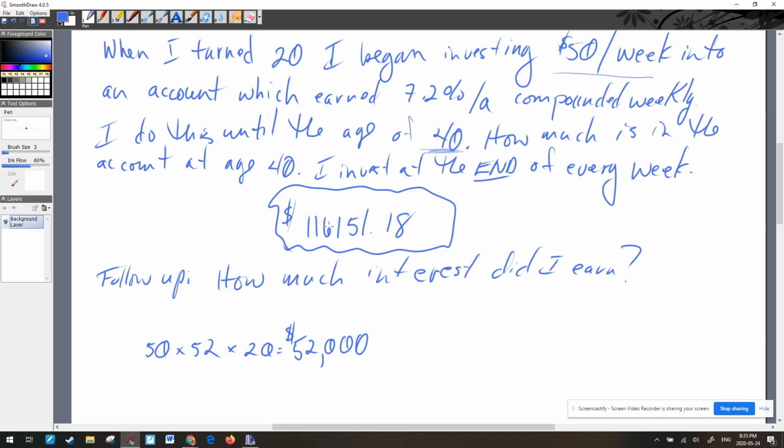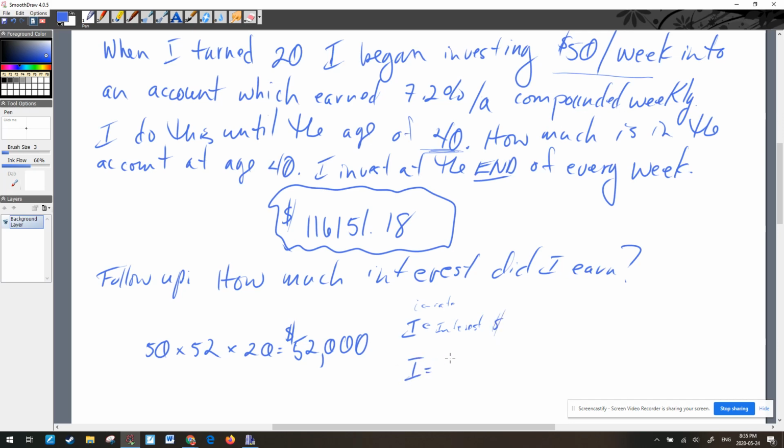So that means that I put away $52,000 of my own dollars into this investment. Well, the investment ended up being worth this much. The difference between how much I put away and how much is in there at the end is accounted for as interest. So the interest that I've earned: now, interest as a rate is always lowercase i. Lowercase i is a rate. Uppercase I is interest dollars. So it's the actual money.